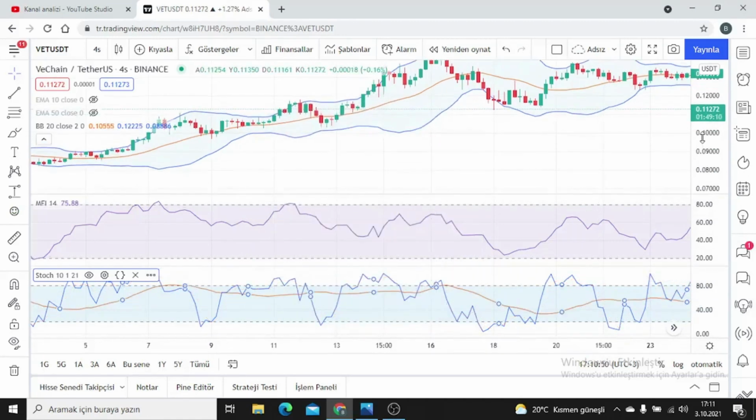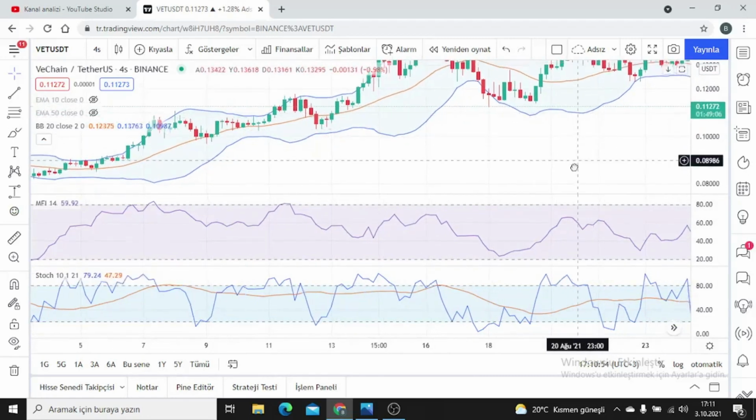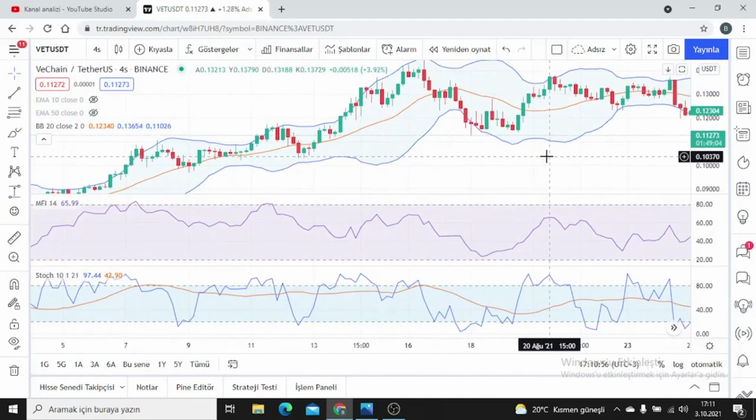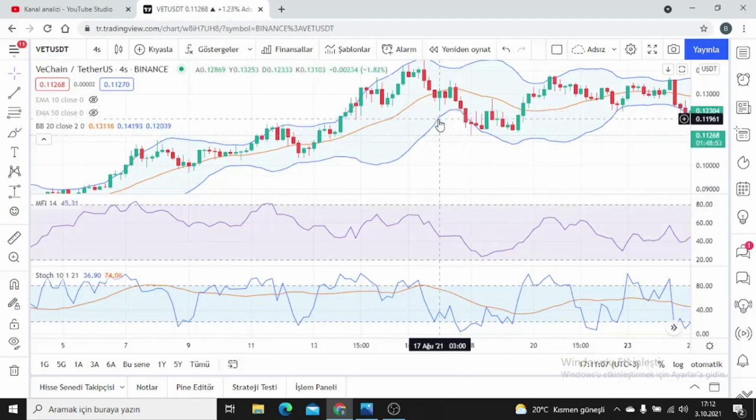I click on the stochastic input setting, I change the value from 14 to 10. I change the input setting from 3 to 21. As you can see, it's like this. What am I paying attention to here? Now the price has touched the lower channel of the Bollinger Band here. I would have traded here, I could have gone wrong. Likewise, here the candle closed outside the channel and there was a decrease.